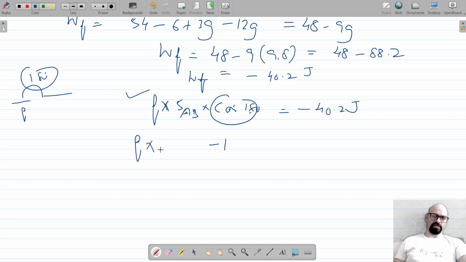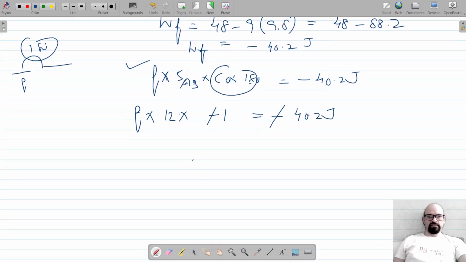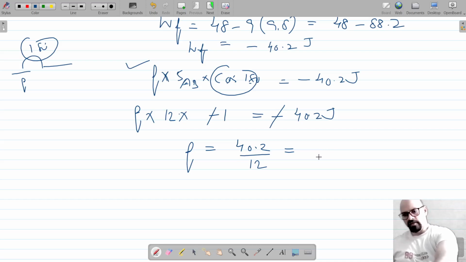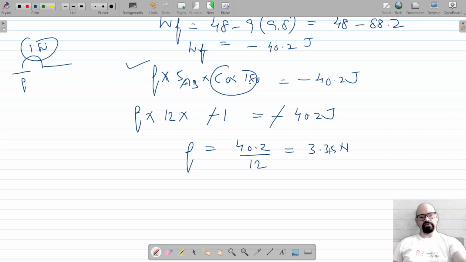So force of friction and displacement from A to B along the curve, which is 12, is equal to minus 40.2 joule. So this gets cancelled, and the force of friction F is equal to minus 40.2 divided by 12, which should give me the value. So 40.2 divided by 12 is equal to 3.35 Newton. So this is the force of friction.